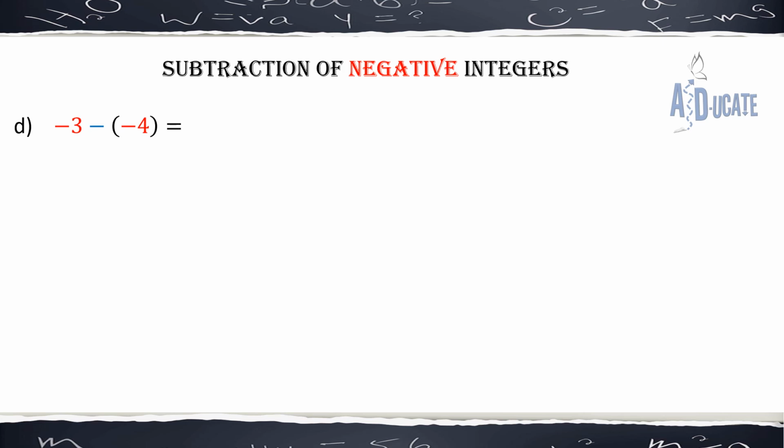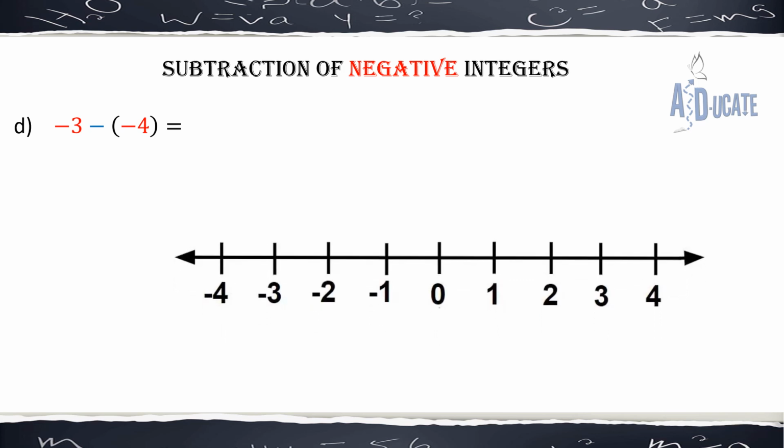Subtraction of negative integers. Here we have negative 3 minus negative 4. Let's bring up our number line. From 0, we are going to move 3 intervals to the left of 0, and we are at negative 3. One of the things that we need to understand here is that the expression on the left of the equal sign is also equal to the expression on the right of our equal sign. So negative 3 minus negative 4 can actually be rewritten as negative 3 plus 4.